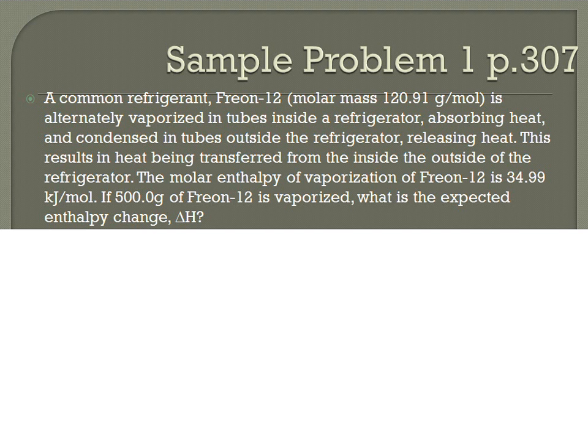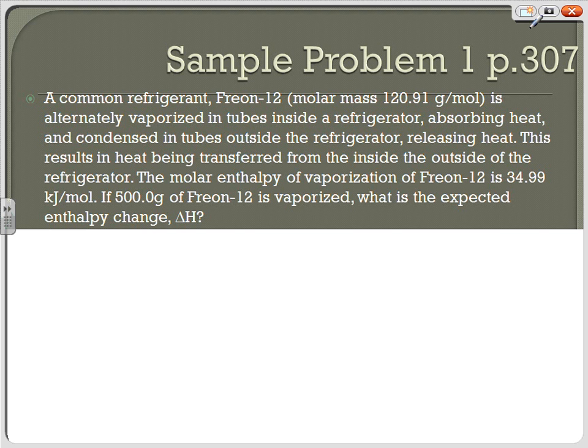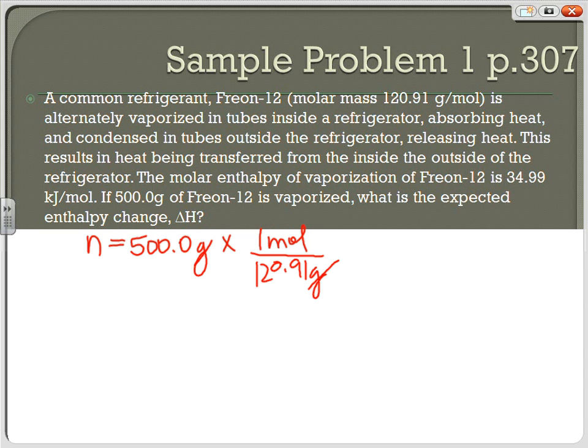So first off, we have to deal with moles here. So the first thing we're going to do is convert from grams to moles. So my moles of Freon 12, I'm looking at converting 500 grams of my Freon 12 to moles. In order to do that, I need to divide by the molar mass, or multiply by 1 mole over the molar mass, 120.91 grams. So in this case, my grams will cancel out. I do 500 divided by 120.91, and I get 4.135 moles.